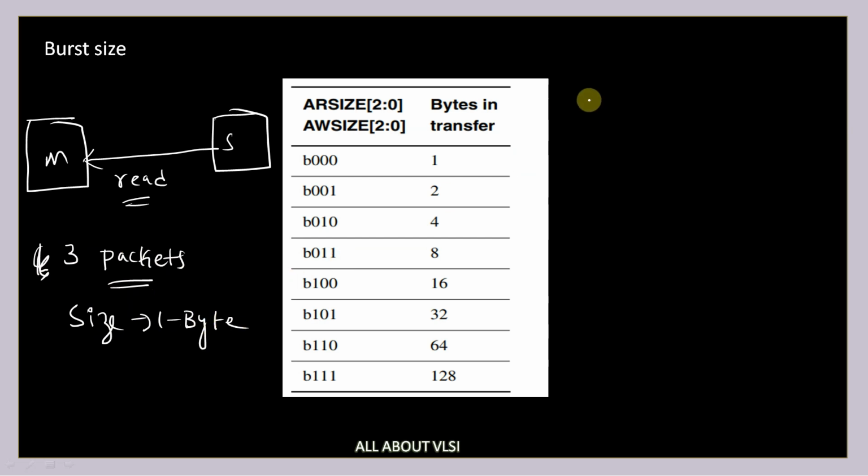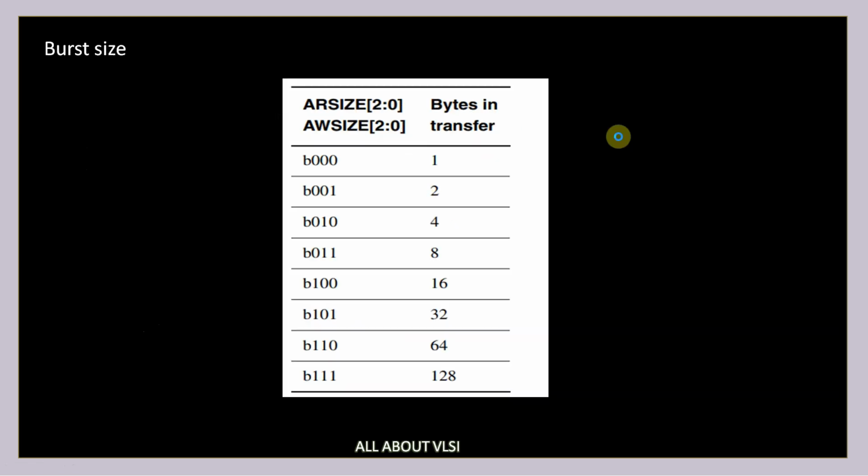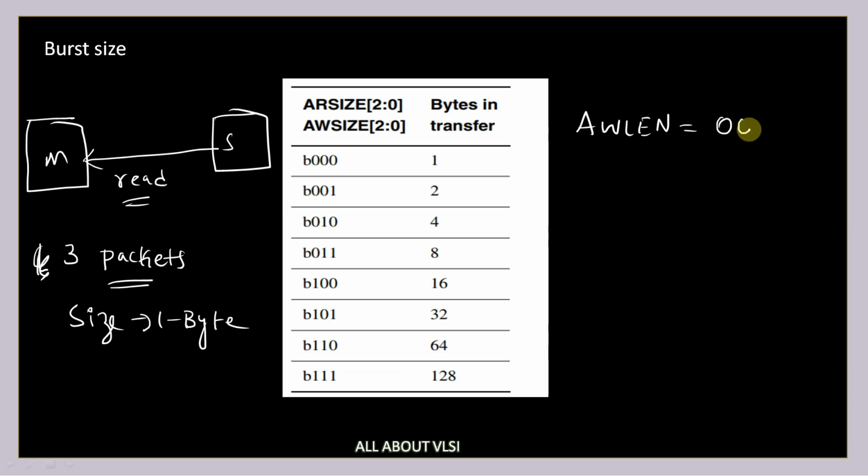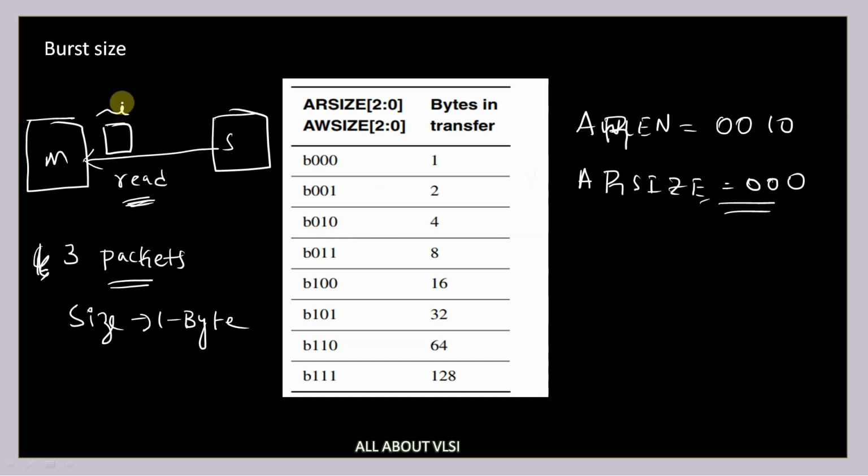Using this signal known as AW length, I'm going to decide how many packets I'm going to receive. I'm going to receive only 3 packets, so my length will be 0010. Sorry, here I should use AR length because I'm going to read the packets, a read burst. The size of each packet is decided by AR size, which is basically 000. That means the width of each packet will be equal to 1 byte.